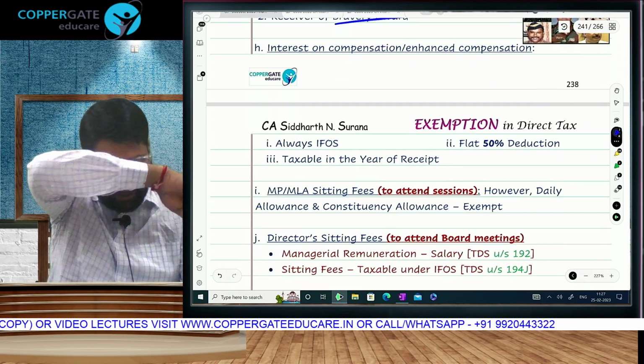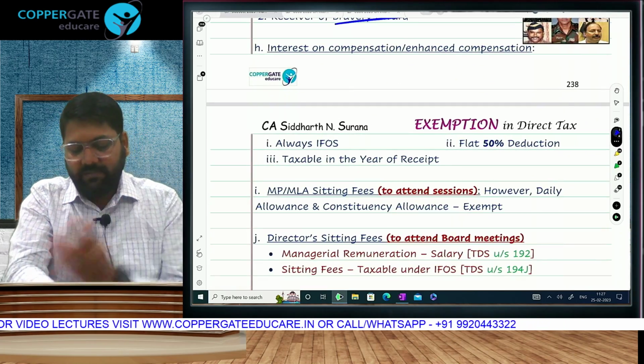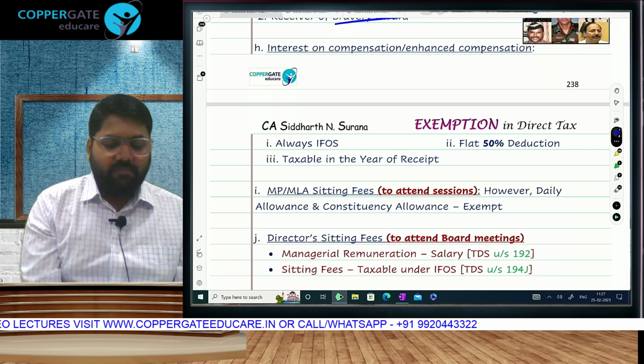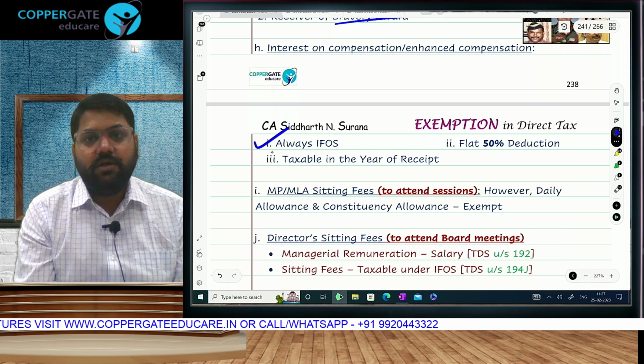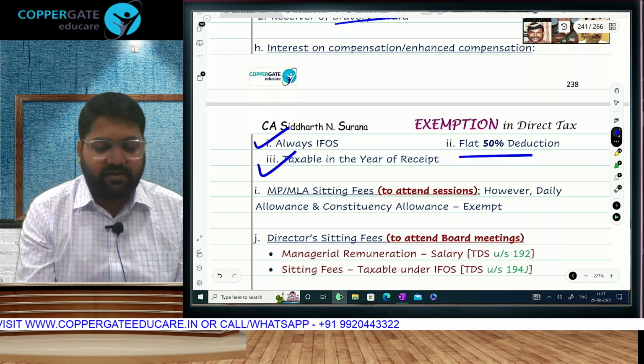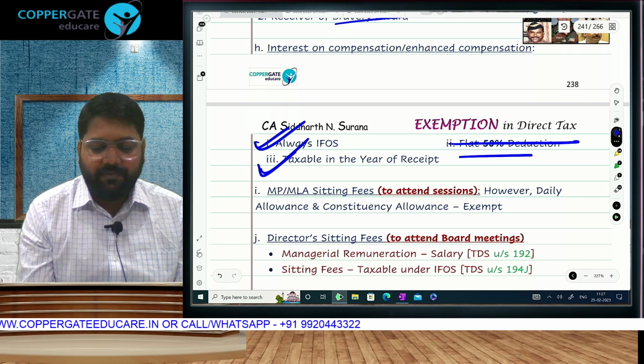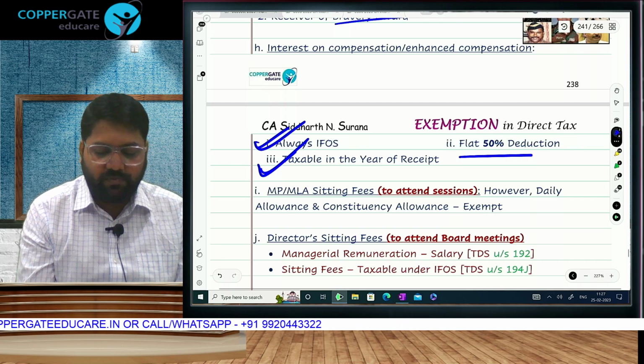Interest on compensation, enhanced compensation. Compensation capital gains, enhanced compensation capital gain. But interest will be taxable in IFOS in the year of receipt, flat 50% deduction. IFOS year of receipt, flat 50% deduction is going to be given.